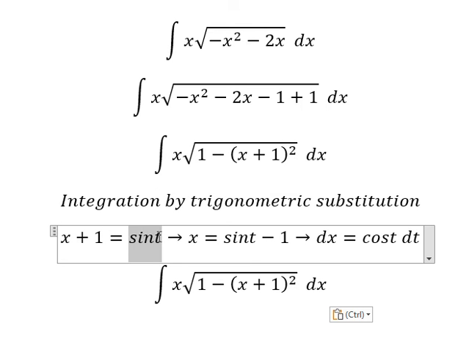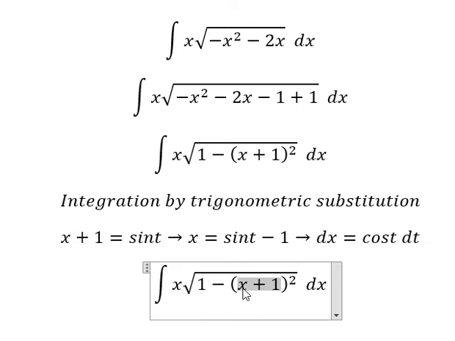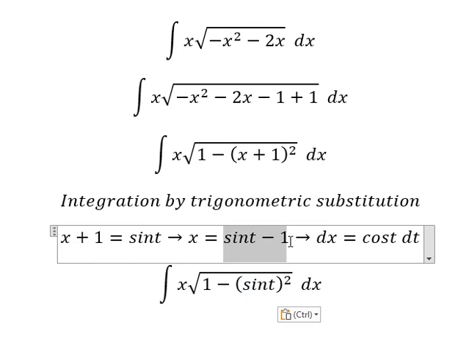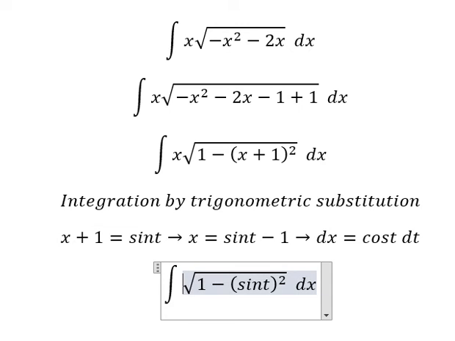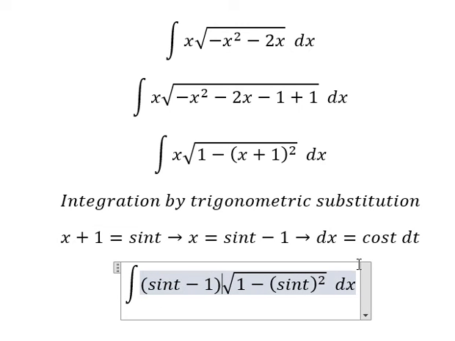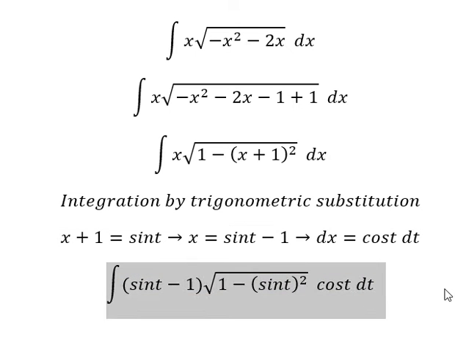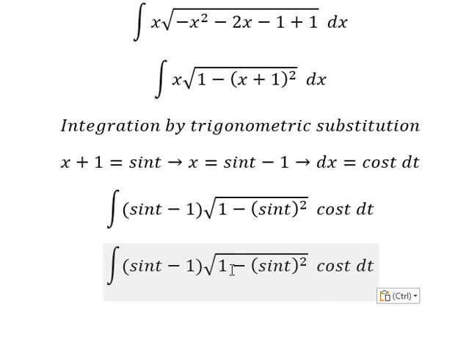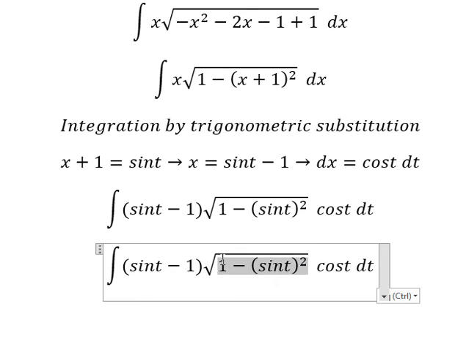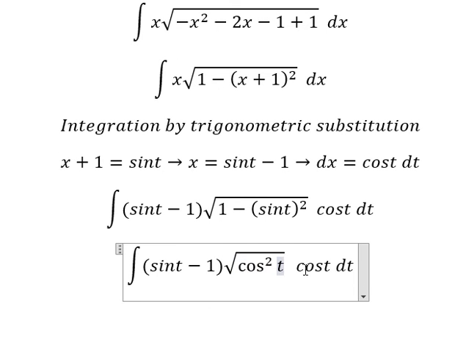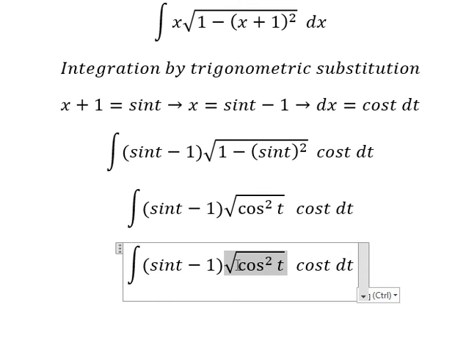So this one I will put in here. We change this by this one. 1 minus sine t square, we have cosine t square. The square root of cosine t square, we have cosine t.